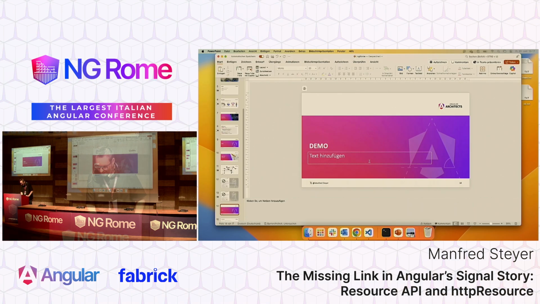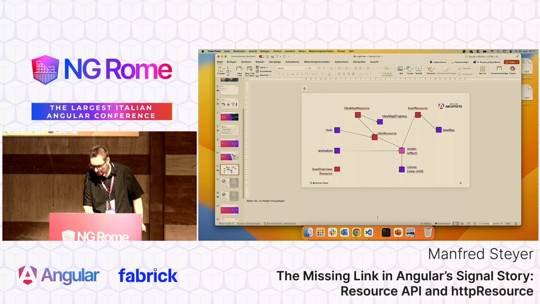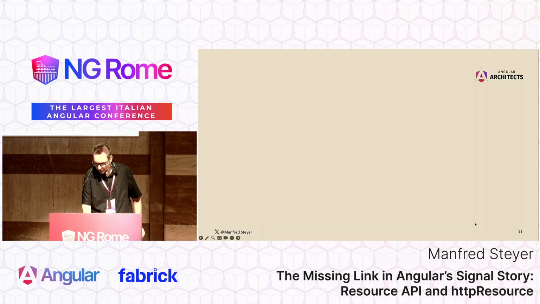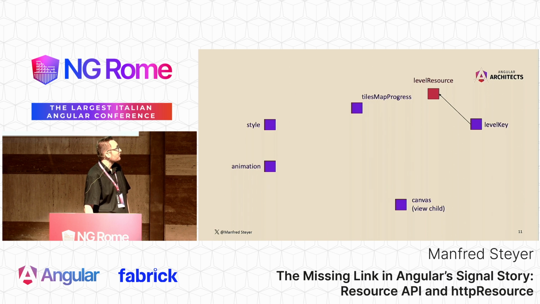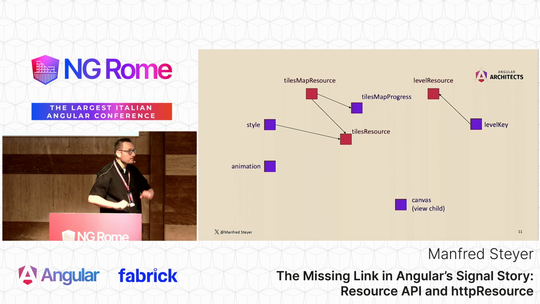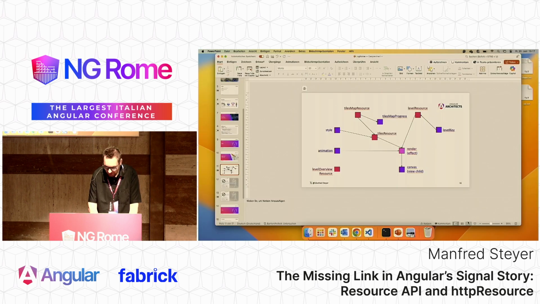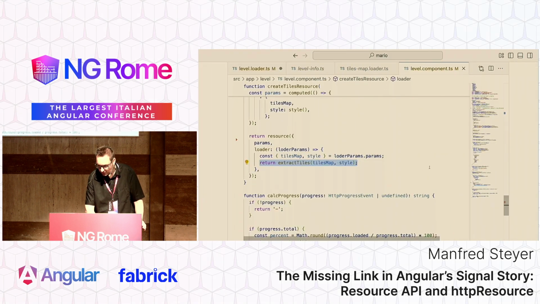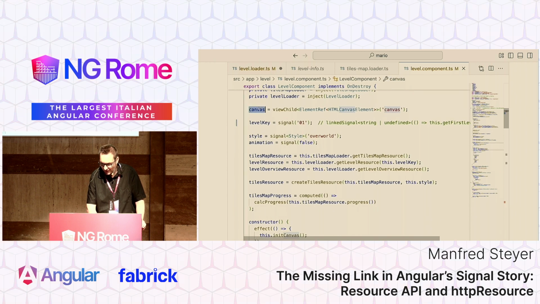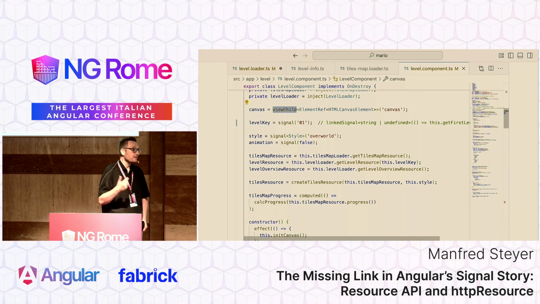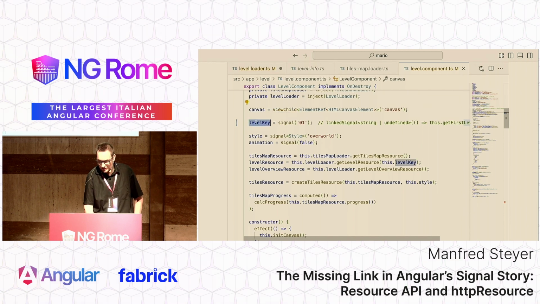Okay, so when looking back here to this graph, as mentioned before, we have all those signals for my properties. We have the canvas, we have the tiles map progress, we have the label resource, the tiles map resource, and the tiles resource extracting the right tiles. So now let's see how this looks like in our source code. In our source code, we have the same. We have the canvas, which is now a view child we get as a signal. We have the label key. We have the style and the animation signal.